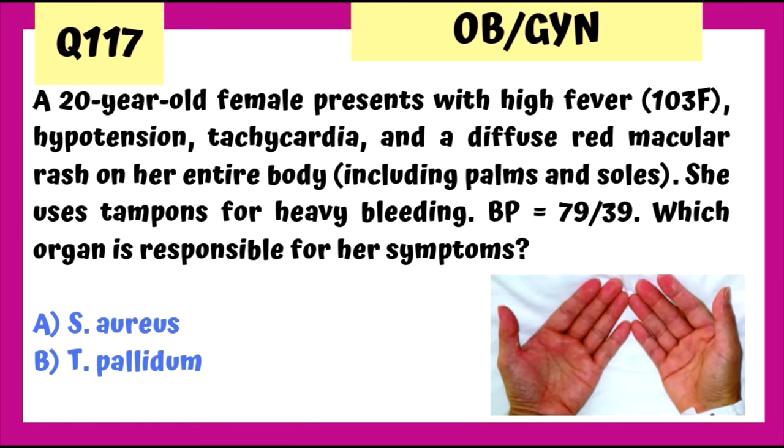Question 117, a 20-year-old female presents with high fever, hypotension, tachycardia, and diffuse red macular rash on her entire body, including palms and soles. She uses tampons for heavy bleeding. We know what this is. Blood pressure is low. This is Staph aureus causing toxic shock syndrome.